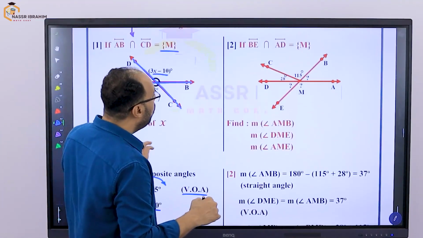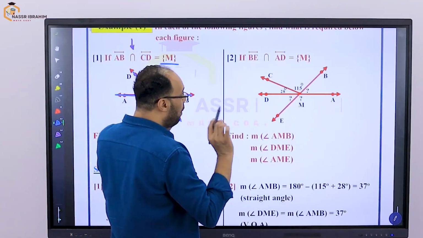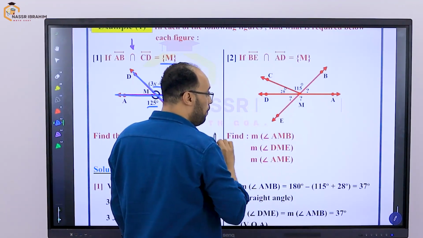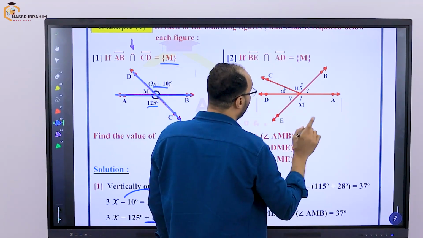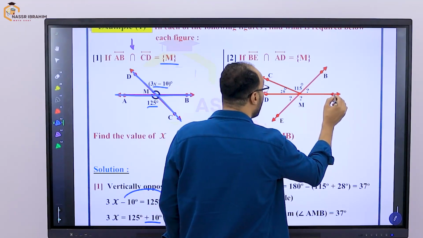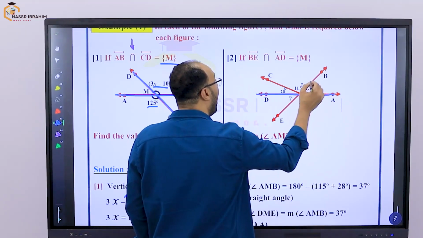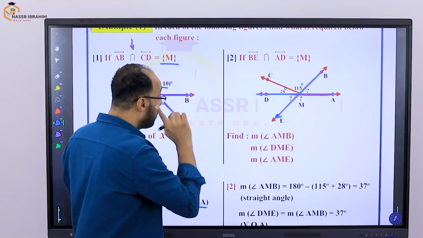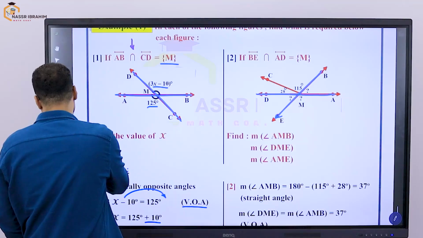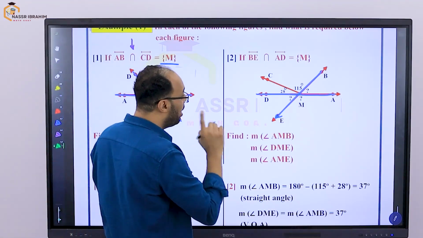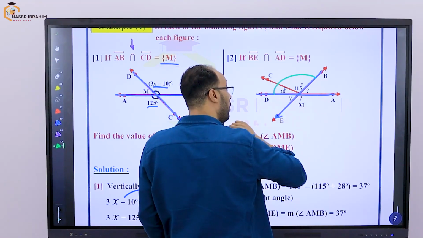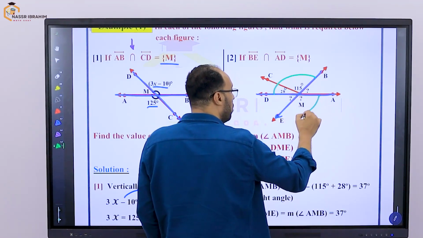Another example, here we have the same sign. BE intersected with AD at M. So you have to know that we have two straight lines intersected at one point. Here is the first one and here is the other one. So here is the intersection point. Okay, look carefully at this example. You will find that the measure of these two angles equals the measure of the opposite one.